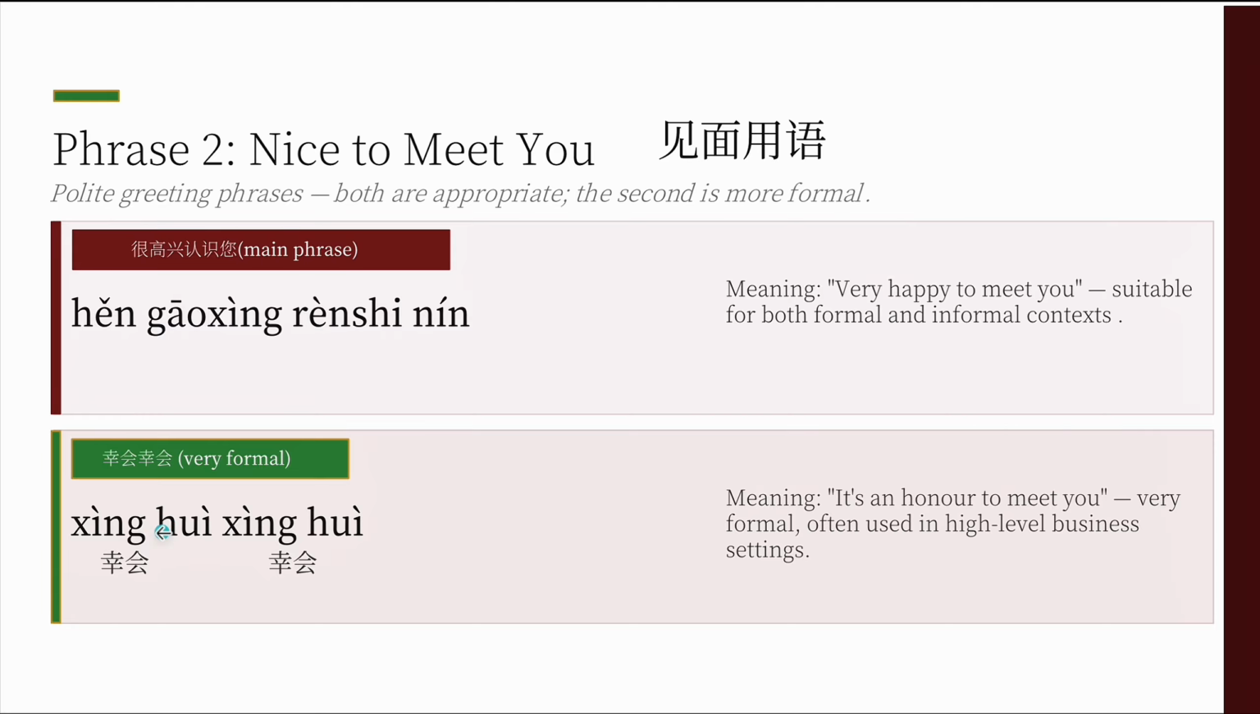Then the very formal way to say this is both formal and informal, but then this is very, very formal, super formal. So you say 幸会. Can you take it again? 幸会. It means it's an honor to meet you. It is very formal, used in high-level business meetings, like you are pleased to meet this director, this boss, this CEO. You say 幸会 after you've done the whole introduction.